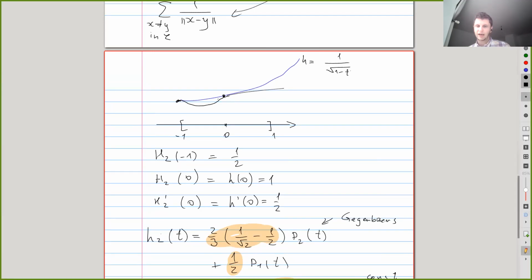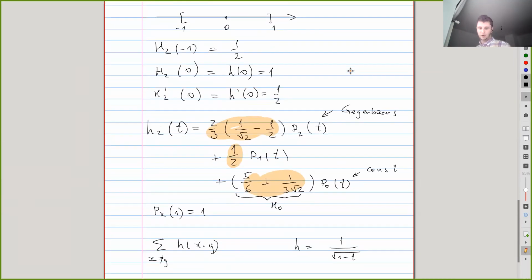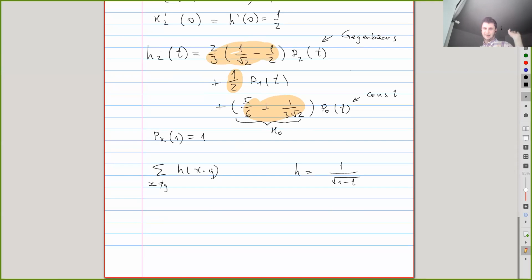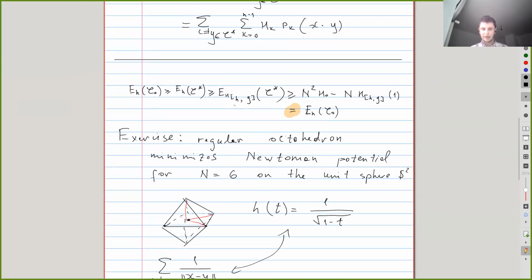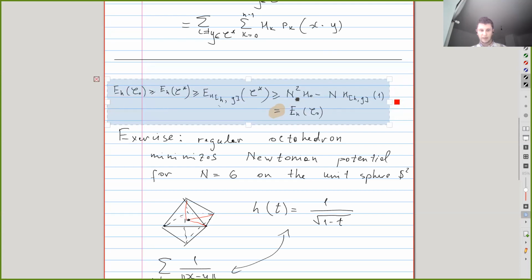But if you obtain the correct answer up to square root of 2, then you just have to check carefully whether you use this interaction or that interaction, right? Because these are, like you said, differ by a factor of square root 2. But apart from that, the two bounds match. And that's it. We're done. Octahedron minimizes Newtonian potential in the sphere.